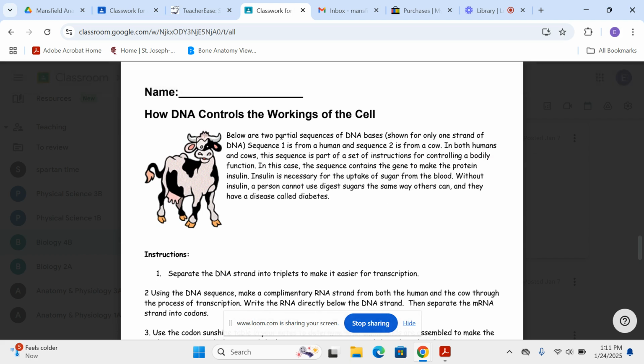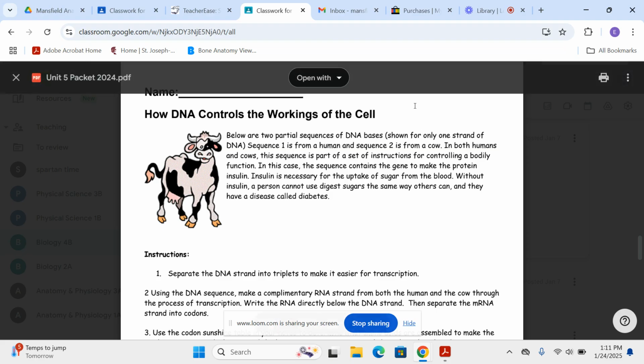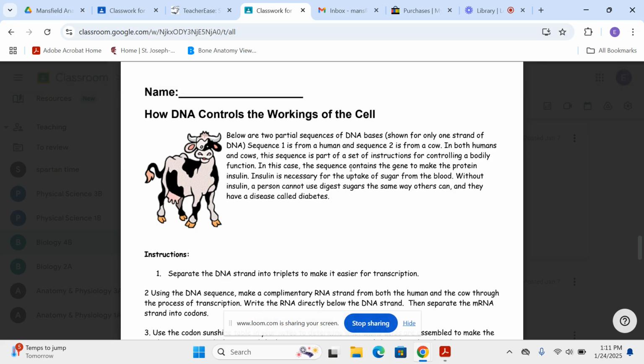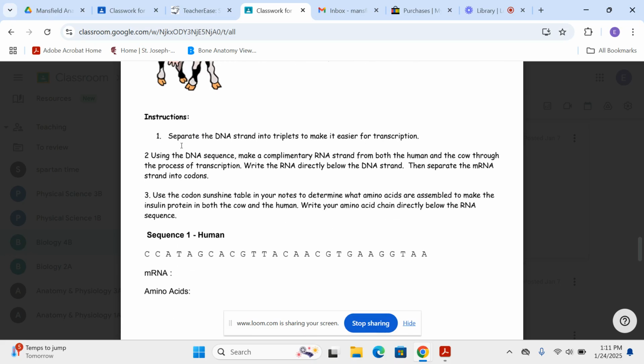So it says, below are two partial sequences of DNA bases shown for only one strand of DNA. Sequence 1 is from a human, and sequence 2 is from a cow. In both humans and cows, this sequence is part of a set of instructions for controlling a bodily function. In this case, the sequence is containing the gene to make the protein insulin. Insulin is necessary for the uptake of sugar from the blood. Without insulin, a person cannot use digested sugars the same way others can, and they have a disease called diabetes. So on page 1, these are your instructions.